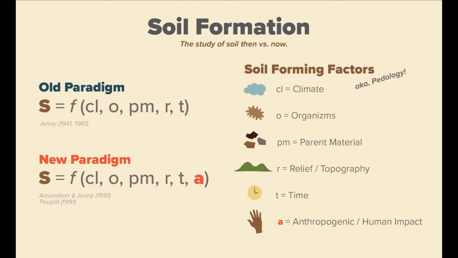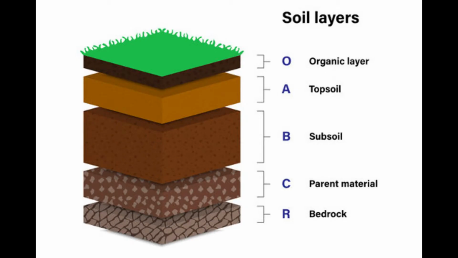The components of the Jenny equation. Parent material is the primary material from which soils are derived. It creates soil either by exposure to atmospheric factors or by the addition of organic material. It controls depth, texture, and drainage ability of the soil.